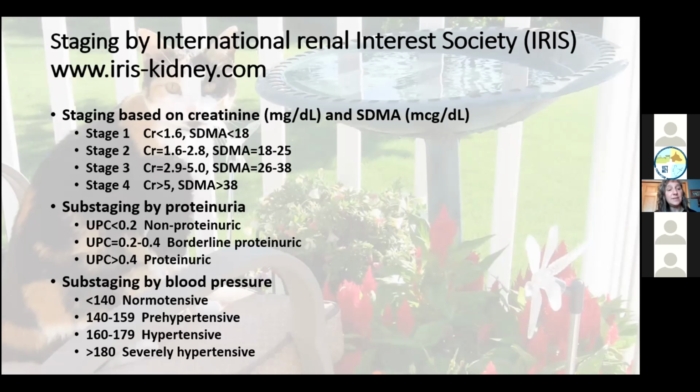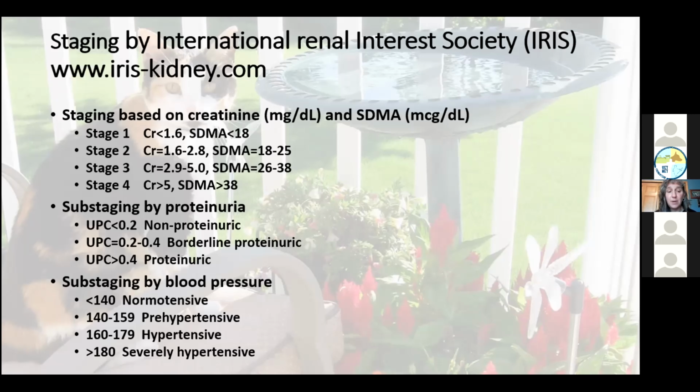So within each of these 4 stages, you will also have a substaging by proteinuria and by blood pressure. And the first one, the UPC under 0.2 is non-proteinuric. 0.2 to 0.4 is going to be borderline, and over 0.4 is going to be proteinuric, and these are ones that you will be treating.